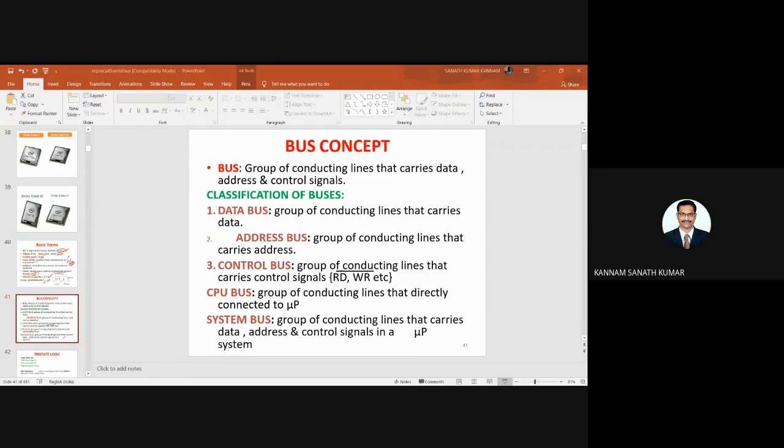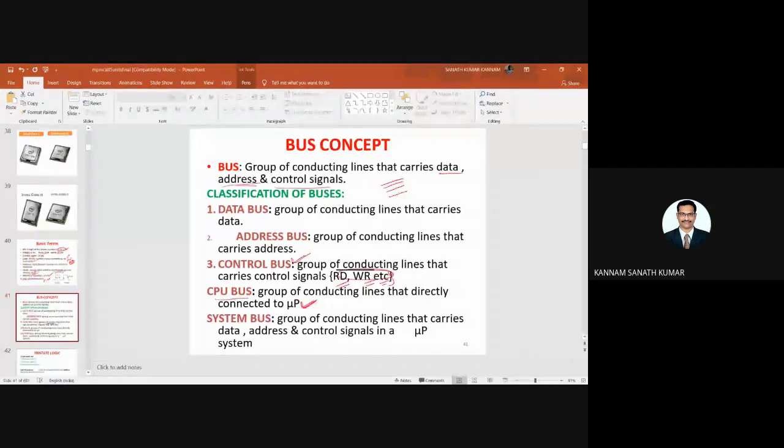CPU bus. CPU bus means what? A group of conducting lines that are directly connected to the microprocessor. System bus means a group of conducting lines that carries data, address, and control signals in a microprocessor system. That means combining the data bus, control bus, and address bus, we call it a system bus.